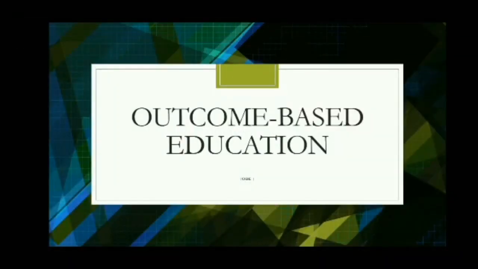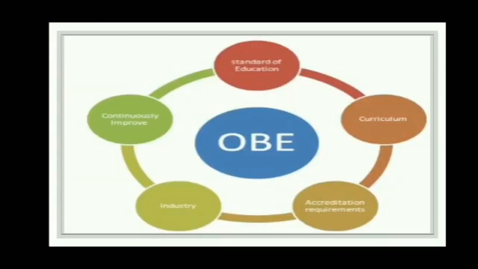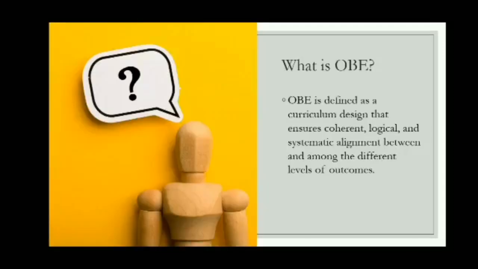So, today we're going to be talking about outcome-based education. So, what is outcome-based education? Before that, let us observe the image displayed on the screen. So, OBE affects the curriculum, accreditation requirements, industry. It is continuously improved, and it's also the standard of education. So, why is that? Meaning that outcome-based education is mainly the base guideline of education.